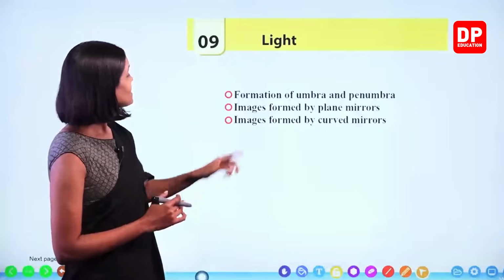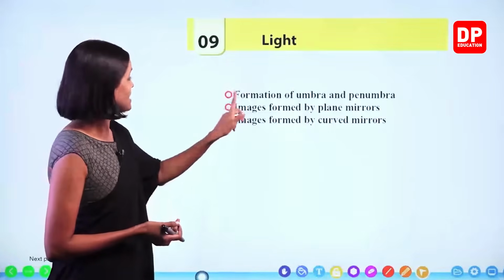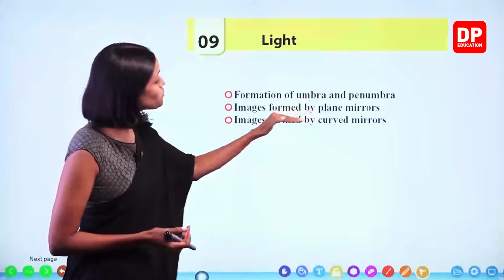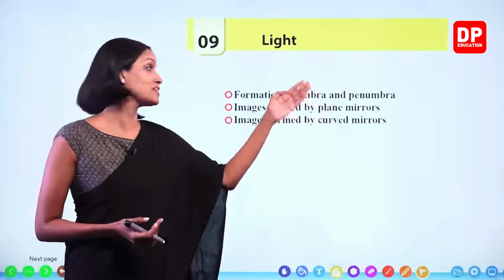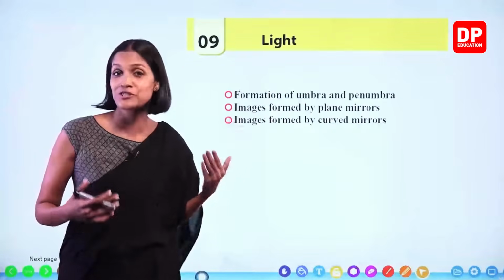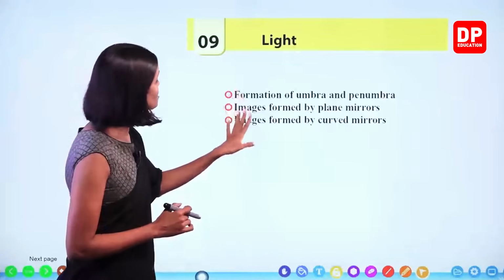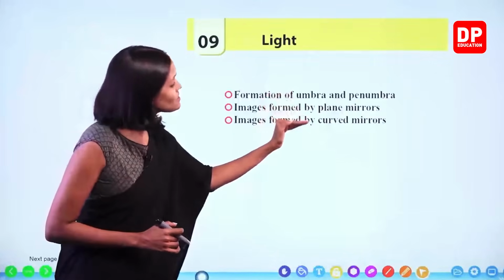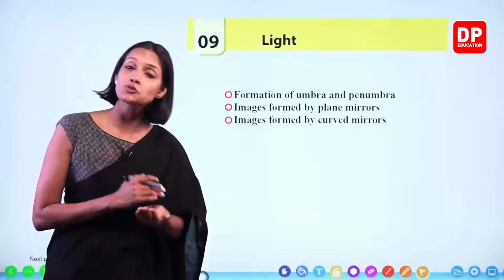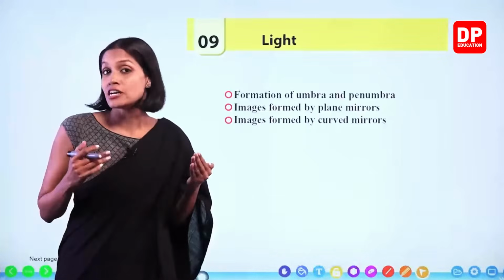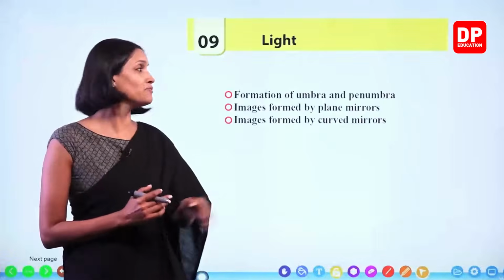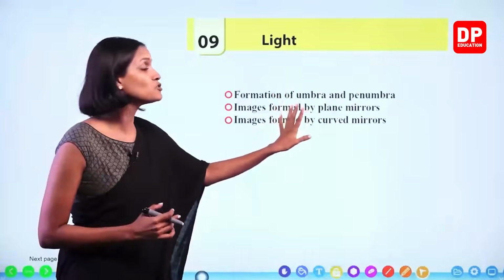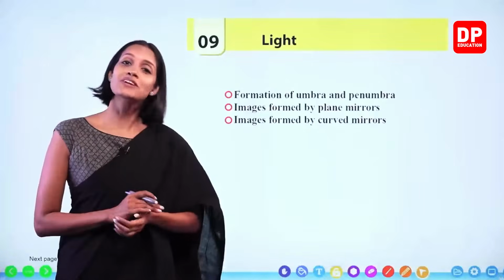Right, children? The second topic we are going to learn about is images formed by plane mirrors. Now, most of you all are familiar with this topic because plane mirrors we use in our day-to-day lives, okay? And the third topic is images formed by curved mirrors. Under this one, we are going to learn that there are 2 types of curved mirrors as convex and concave mirrors, and we are going to learn about the nature of the images formed by these 2 types of curved mirrors. So let's start the lesson.